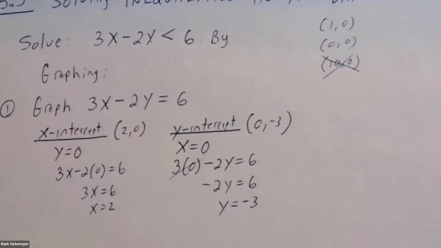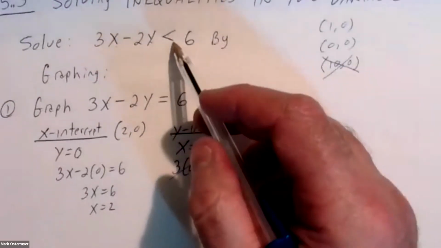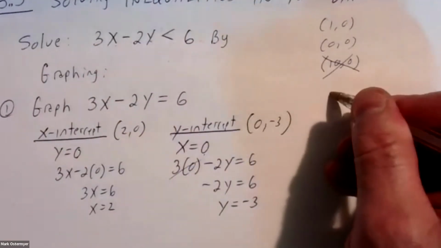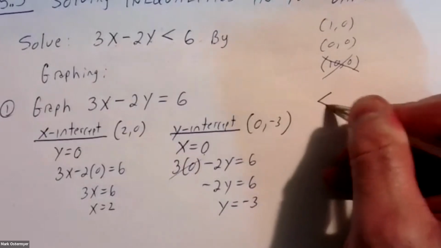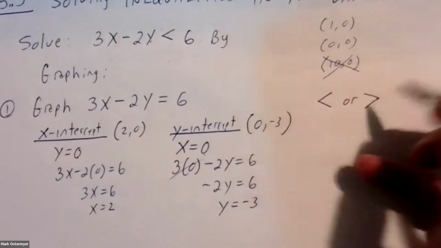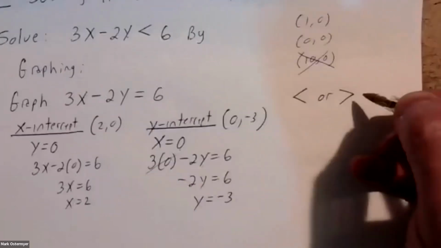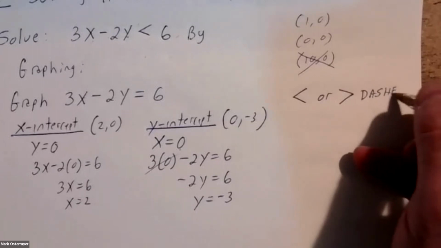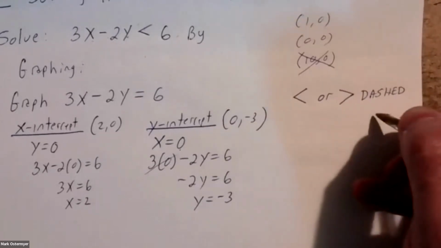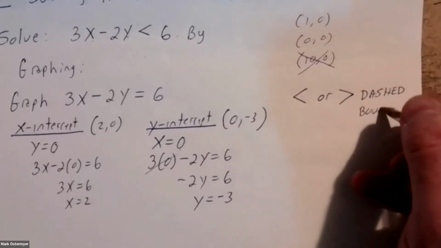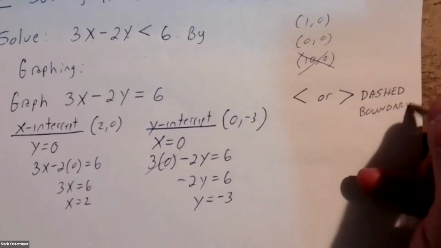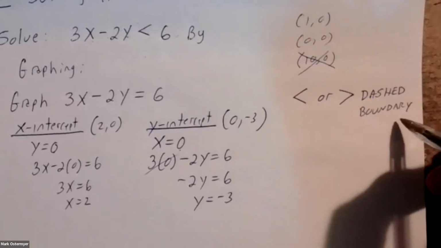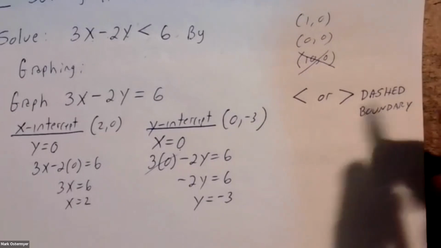But, ladies and gentlemen, there's something else we need to understand. We need to look at our inequality. And if we either have a strictly less than or a strictly greater than inequality symbol, then we are always to use what's called a dashed boundary, which indicates that any point sitting on the boundary will not be a solution to the inequality.